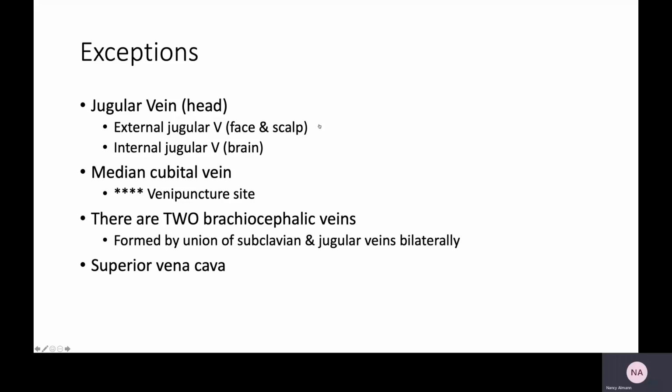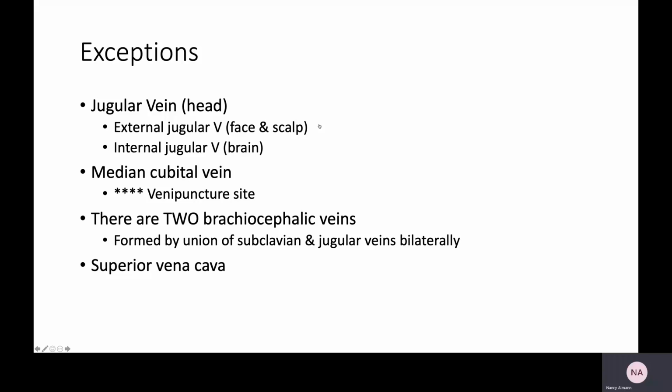The head will be drained by the external and internal jugular veins. External jugular vein is going to drain the face and scalp. The internal jugular vein is going to drain the brain. They will merge to form the jugular vein. Remember, when you're talking about veins, veins will merge into larger and larger veins. They don't split, they merge because blood is going back to the heart.